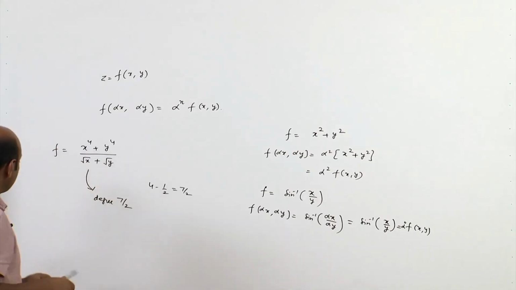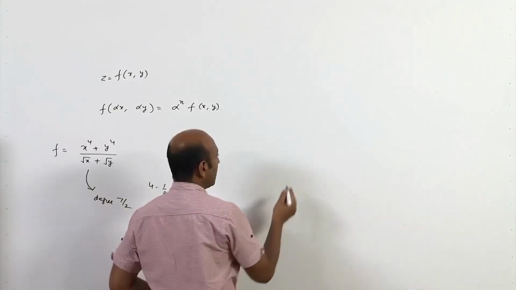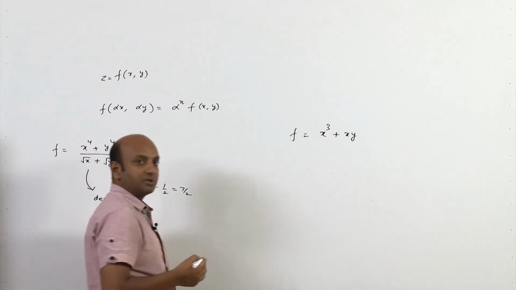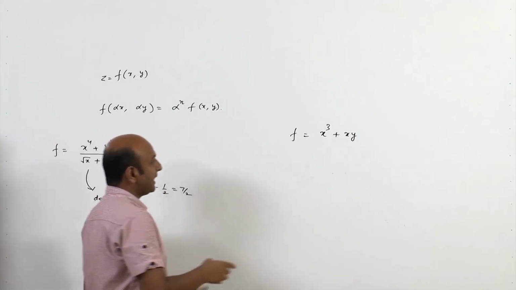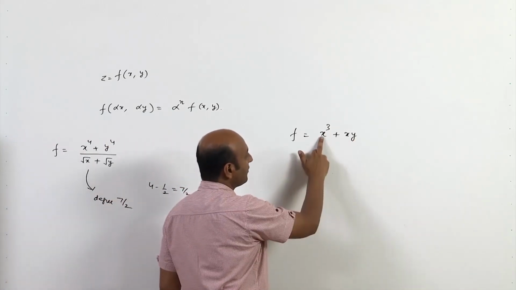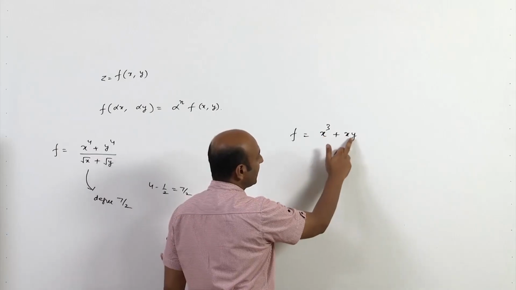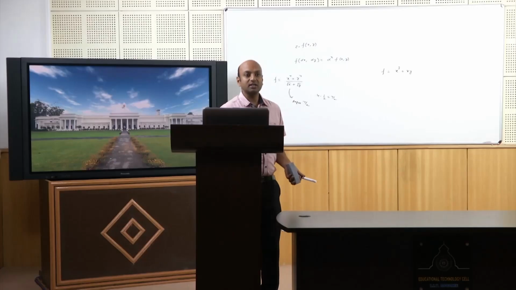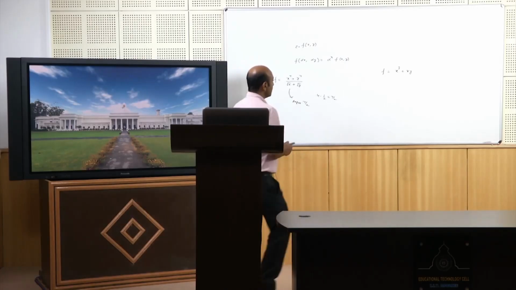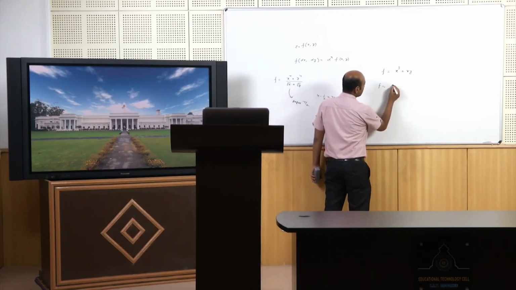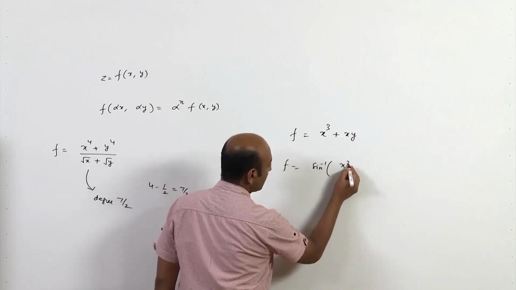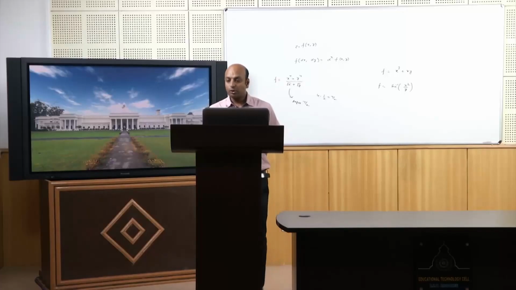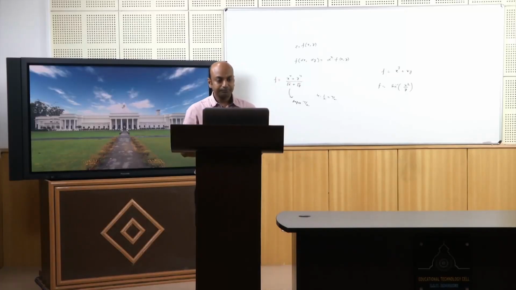Now there are some functions which are not homogeneous, like say x cube plus xy. It is not a homogeneous function because when you replace x by alpha x and y by alpha y, from here we get alpha cube and from here we get alpha square. So the entire alpha is not coming out. That means this function is not a homogeneous function. Similarly, suppose you have this function sine inverse of x square upon y. It is also not a homogeneous function.